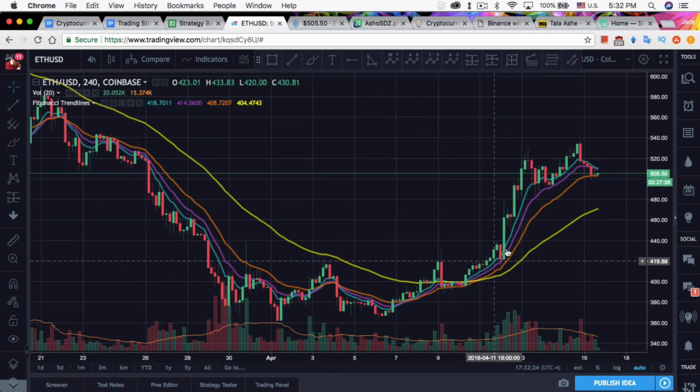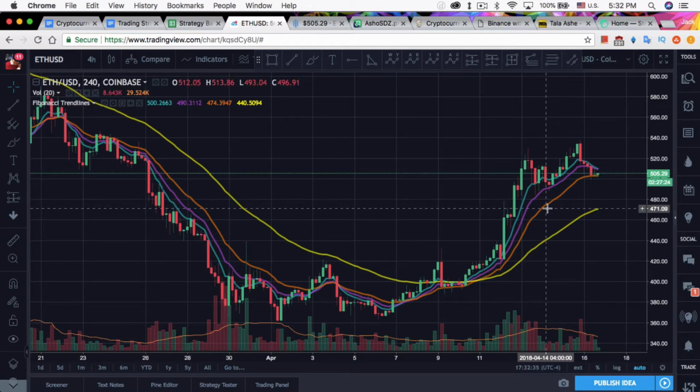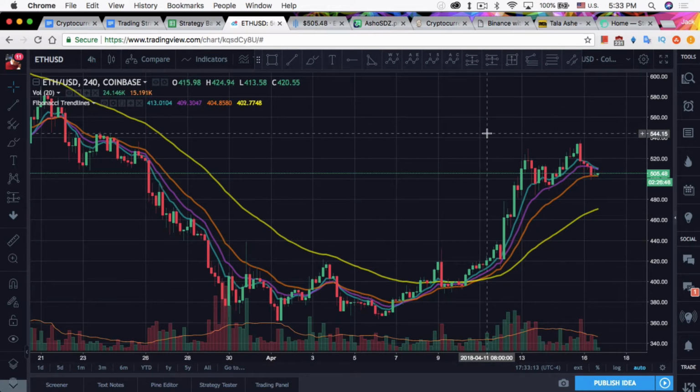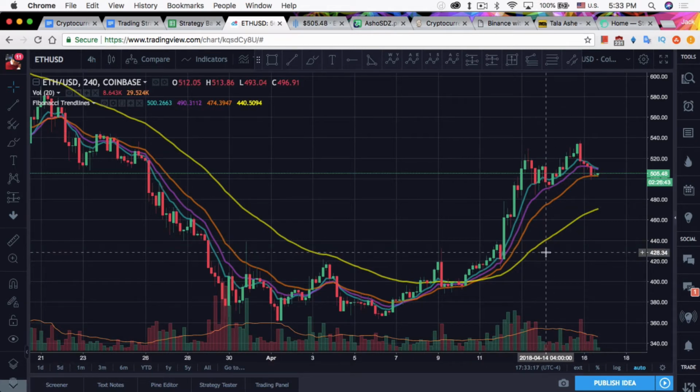So the idea is very simple. You see this, the green one is the 8, the purple one is the 13, the orange one is the 21, and then the yellow one's the 55. As long as the yellow line is supporting the other three trend lines, that's when the market is bullish, and that's when you should have a position.